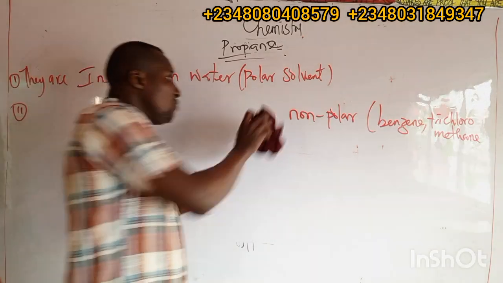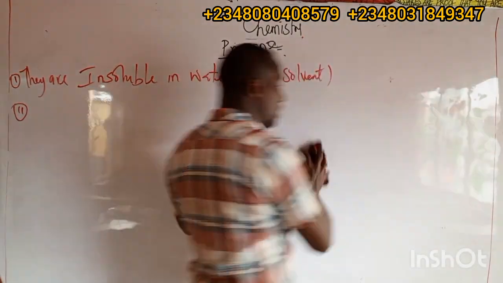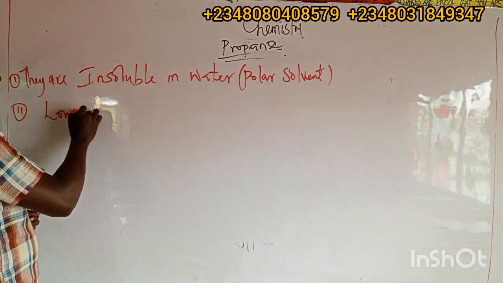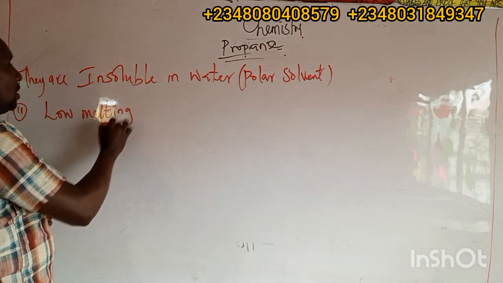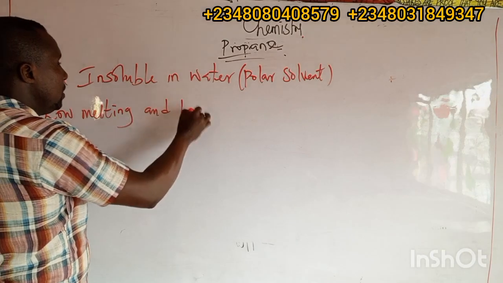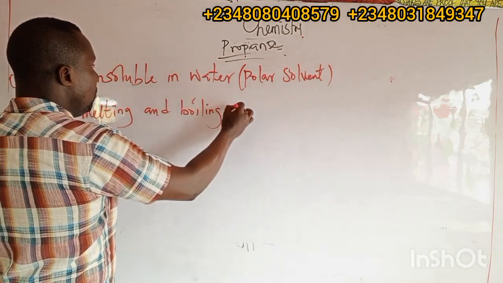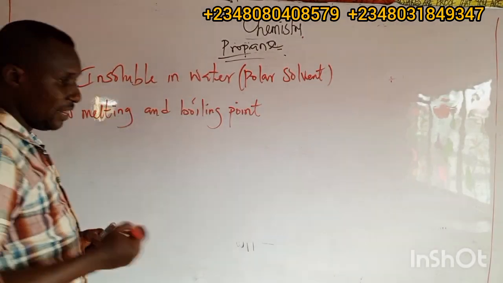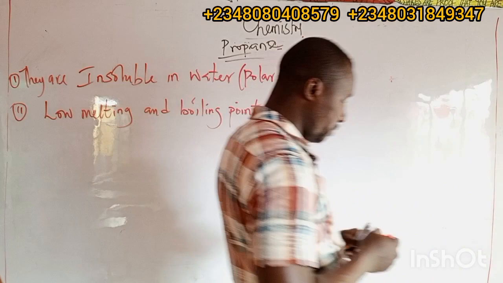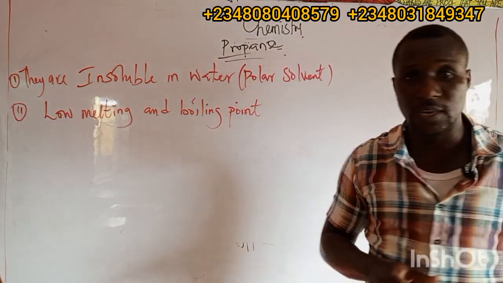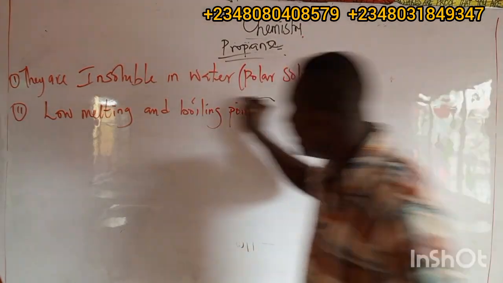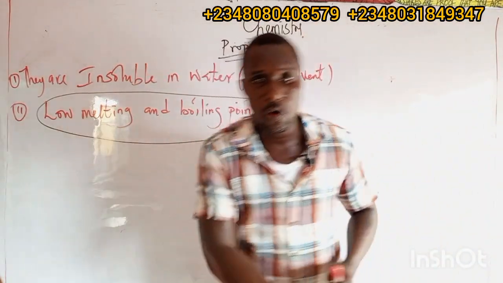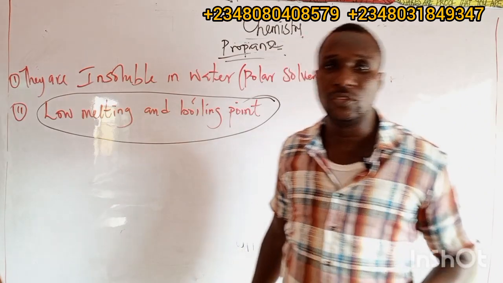Number two, they have low melting and boiling points. Number three, they are neutral on litmus paper. They are neutral on what? Litmus paper. Let me quickly explain this. Very important: the factors that affect the low boiling point and melting point of alkanes.